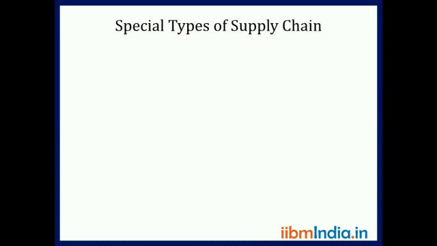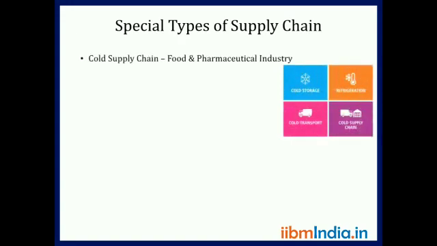And coming to the next module, that is the special types of supply chain. Yes, there are manufacturing supply chains and engineering supply chains, but there are some special ones, right? That is the cold supply chain. You might have heard about it. In industries like food and pharmaceuticals, there are certain products which have a shorter shelf life, a shorter product life cycle.